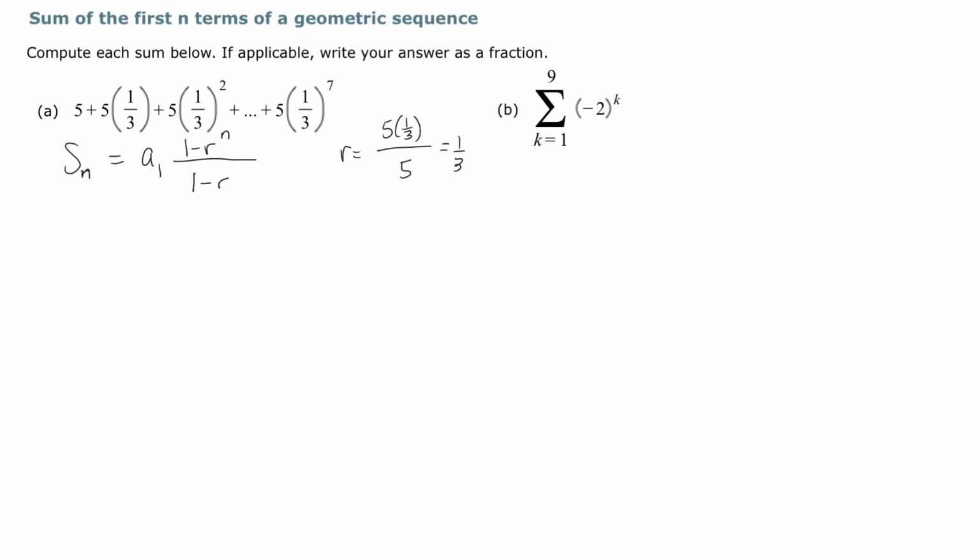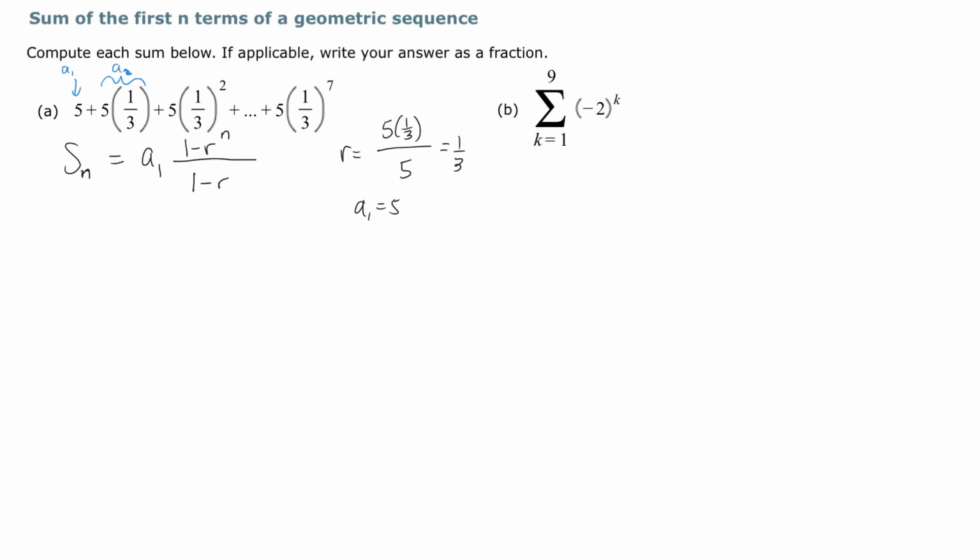We even know a sub 1. A sub 1 is 5. It's right there. I could point it out for you. It's a sub 1 right there. This right here is a sub 2. And to get the common ratio, you simply take a sub 2 divided by a sub 1. And that's how we got 1/3. The rest is just plug into a formula, but you do need to count the number of terms.